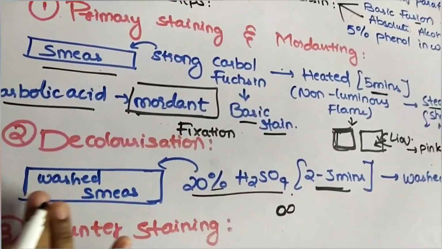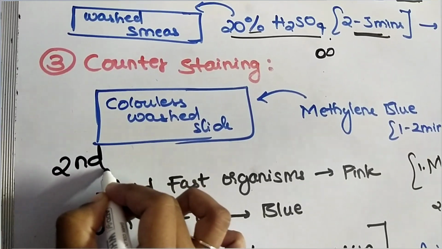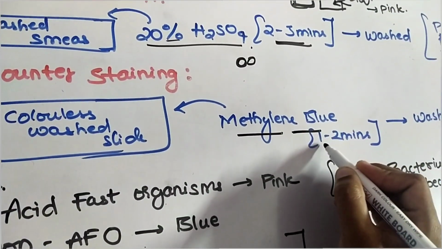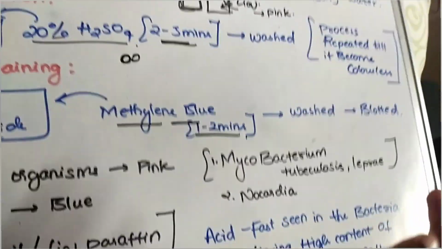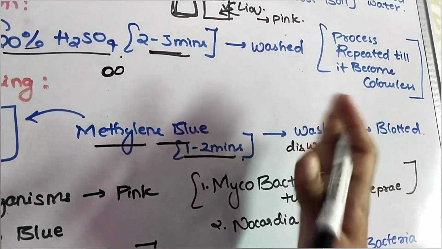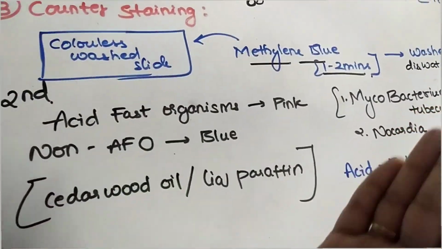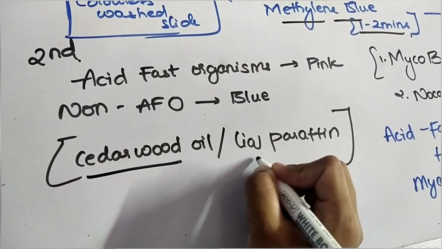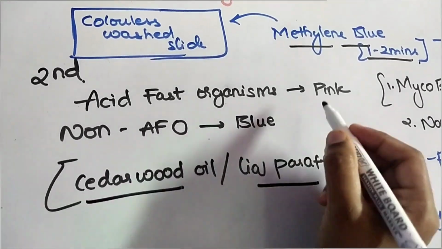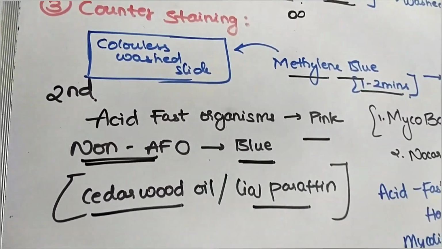After decolorization, we come to the secondary staining, which is counterstaining. We use methylene blue for 1 to 2 minutes. Again it is washed with distilled water and then blotted with paper until dry. After this, we put cedarwood oil or liquid paraffin on it and focus. We see acid-fast organisms in pink color and non-acid-fast organisms in blue color.